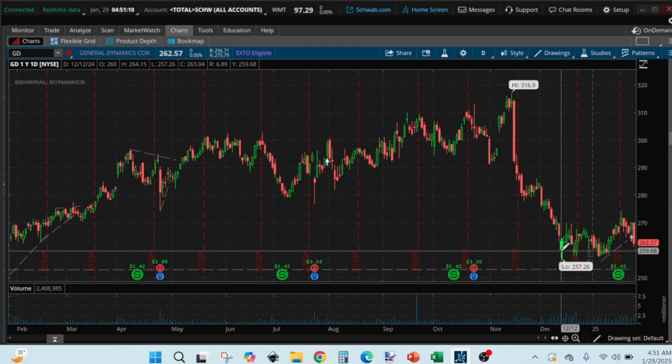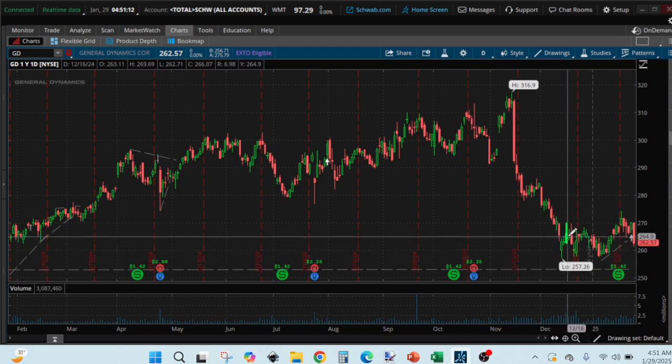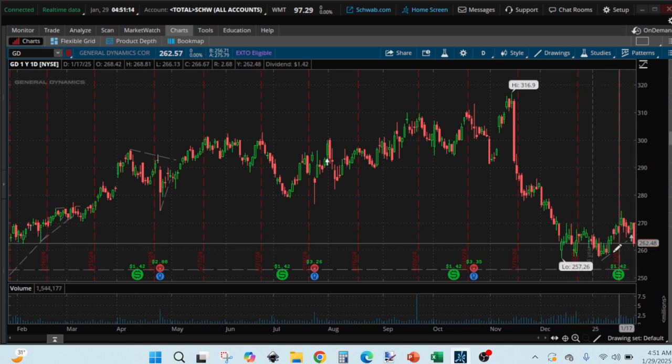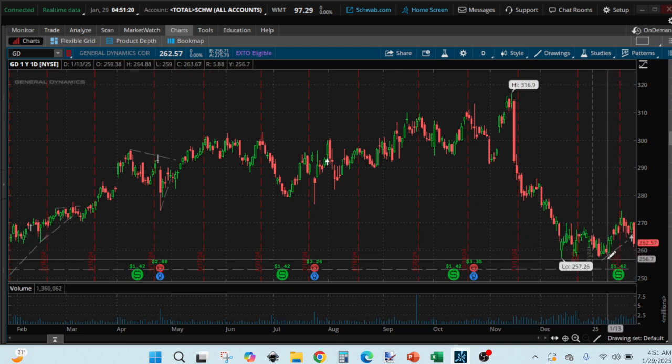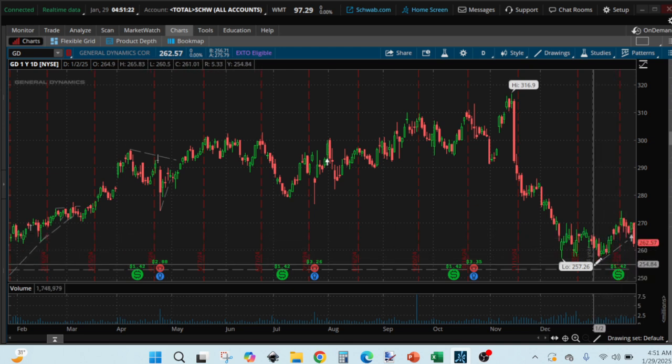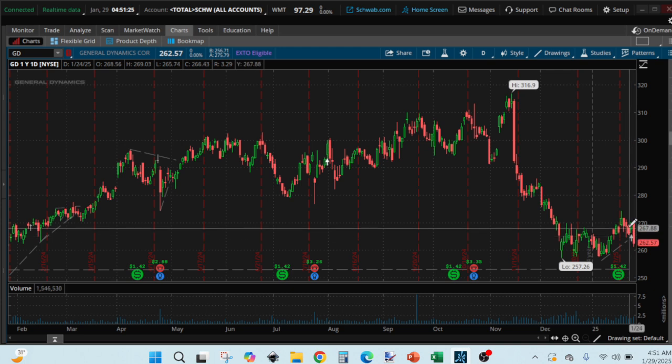And we waited to have higher lows, where this low is higher than this one, which is higher than this one. We have higher lows, and we enter at the green bar that follows the pullback.